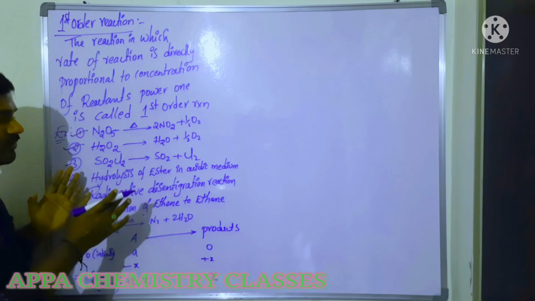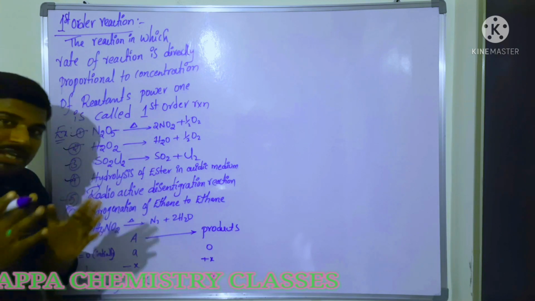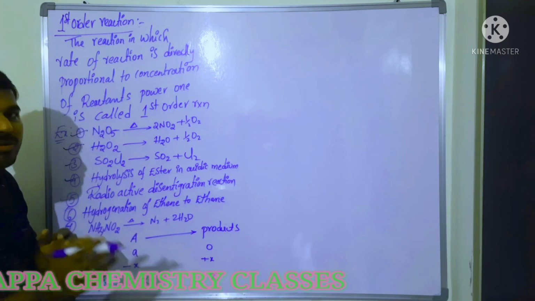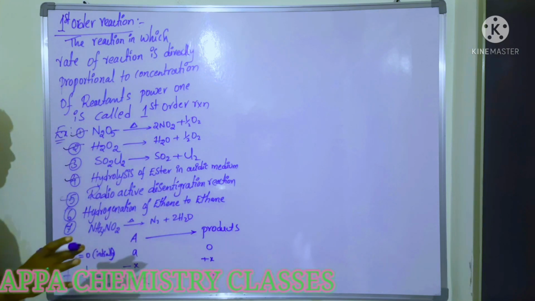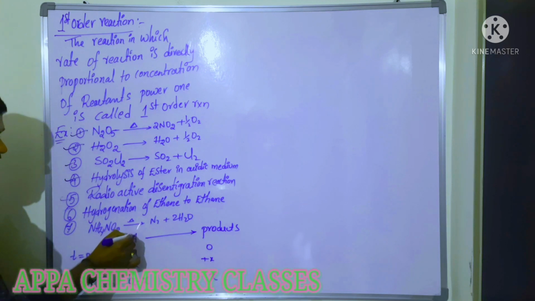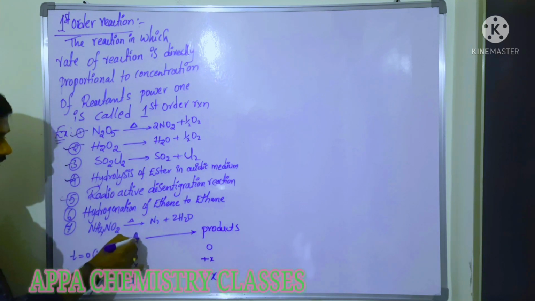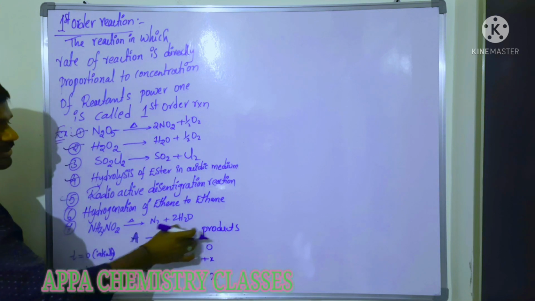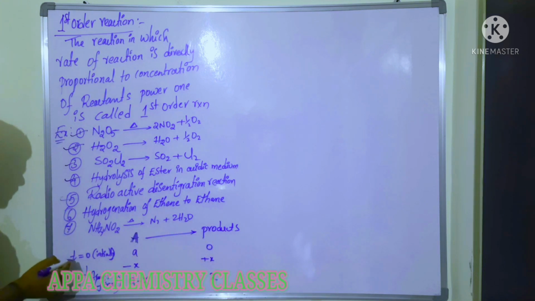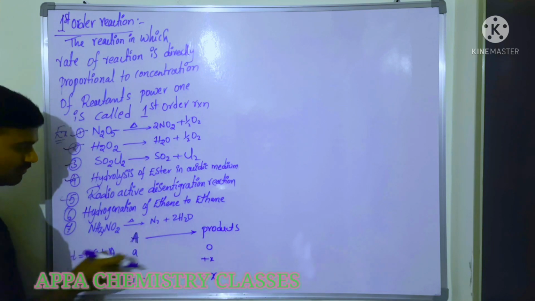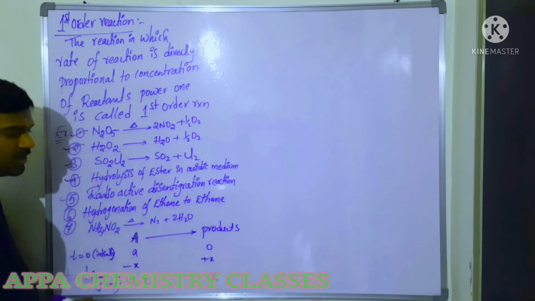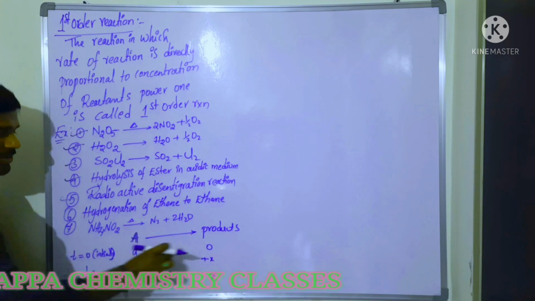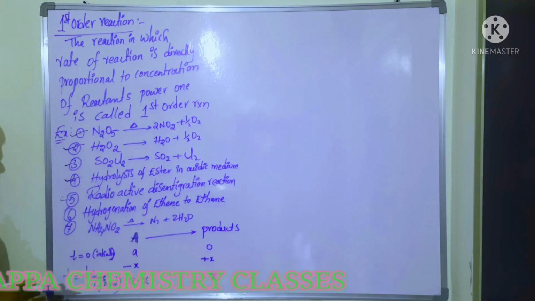Now we are taking one simple equation, and with that equation I am going to explain how to calculate the integrated form of first order. This is a chemical reaction. This is a reactant A, and this reactant A is converting into product. At the initial condition, the initial concentration is a, and no products are formed. That is, at time t equal to 0, zero products are formed.